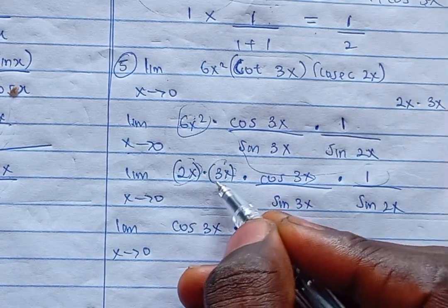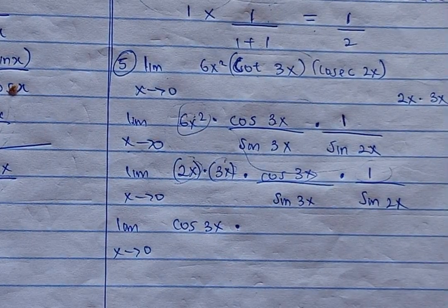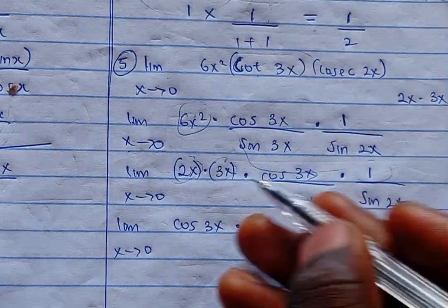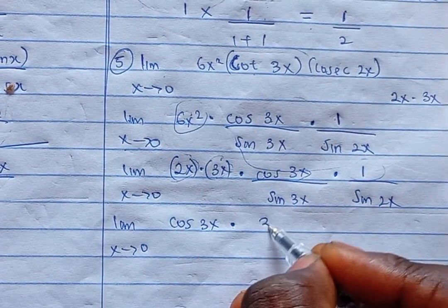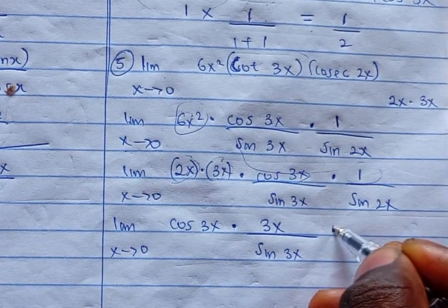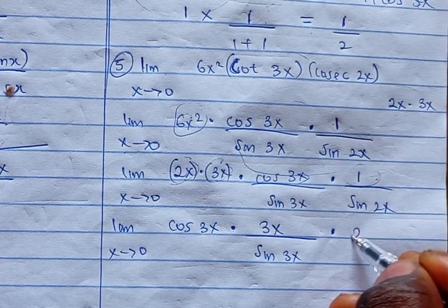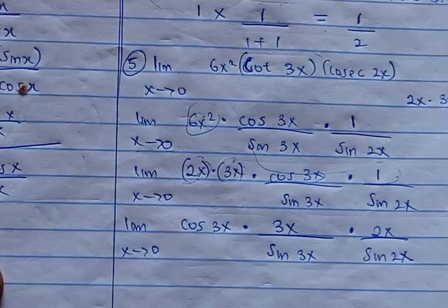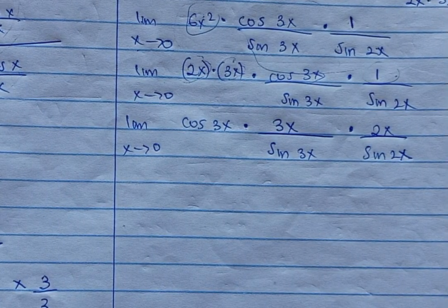multiply by, bring this what? I'm just rearranging so that it will look like a standard limit. 3x, bring it here, 3x over sine 3x, multiply by 2x here too over sine 2x. Wow, see what we get.